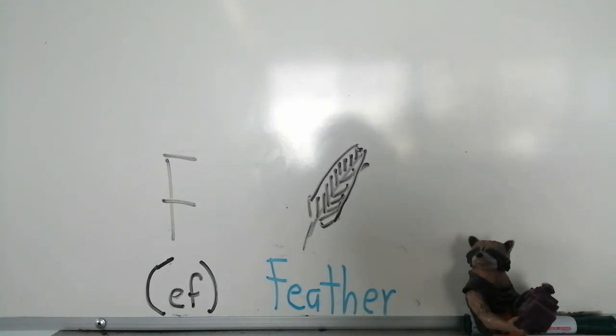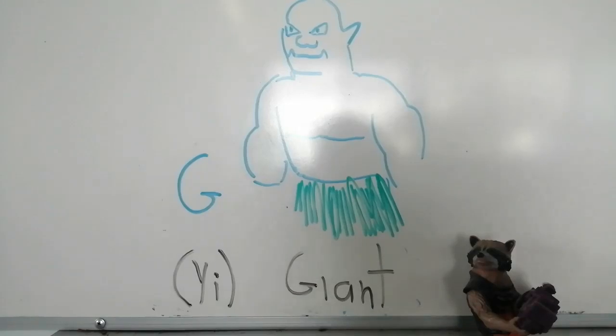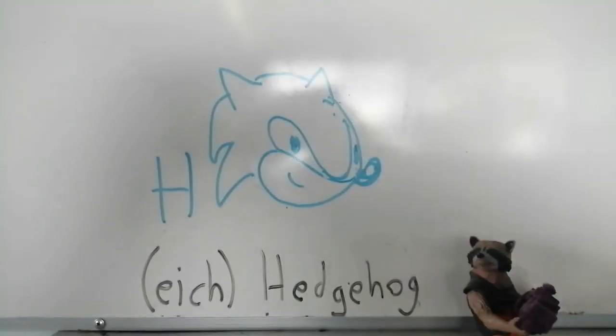All right, next letter is G, as in giant. Okay, and yes, this is a big guy, a giant. Okay, next letter is H. H. Like the video game character that had his own movie at the beginning of this year, Sonic the Hedgehog. Okay, that starts with H. Hedgehog.